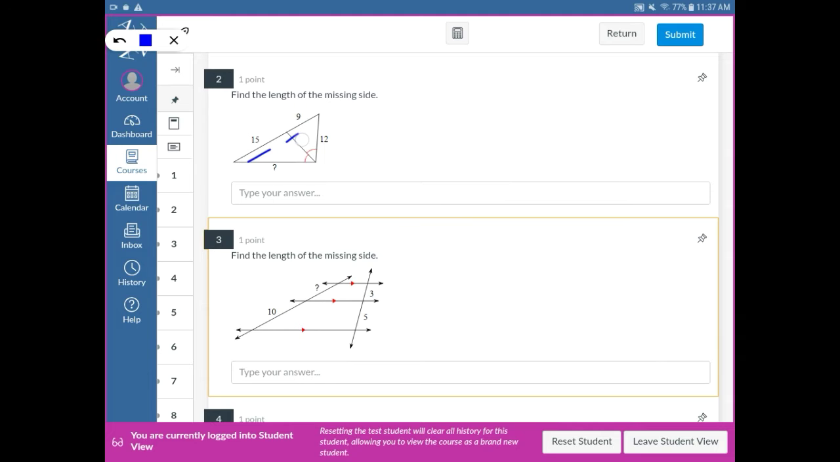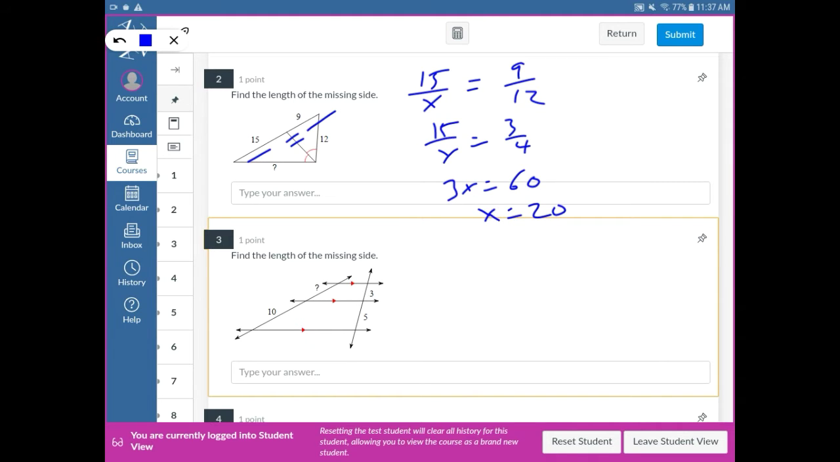So the good thing about these is they're set up how they look. So it's just 15 over x and 9 over 12. As usual, you just cross multiply and you solve it. If you look at the picture, it already kind of shows you how to set it up. So 15 over x equals 3 over 4. Cross multiply, I get 3x equals 60, x is equal to 20. So that's number 2.